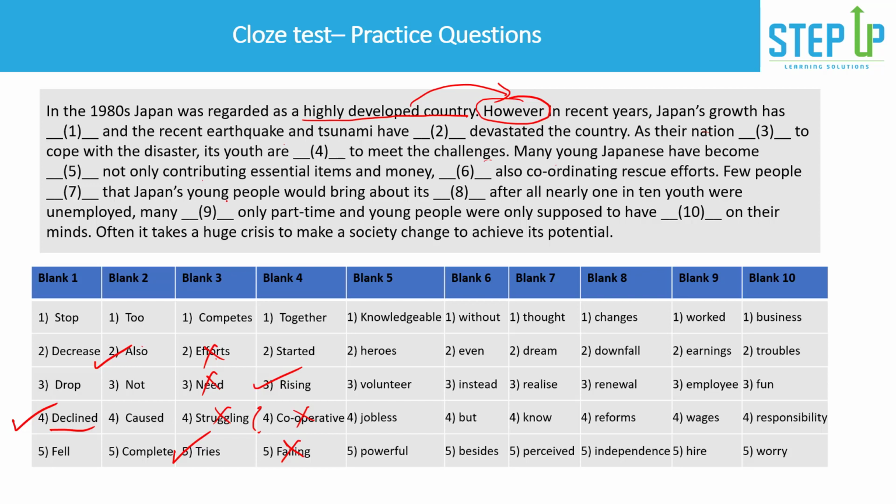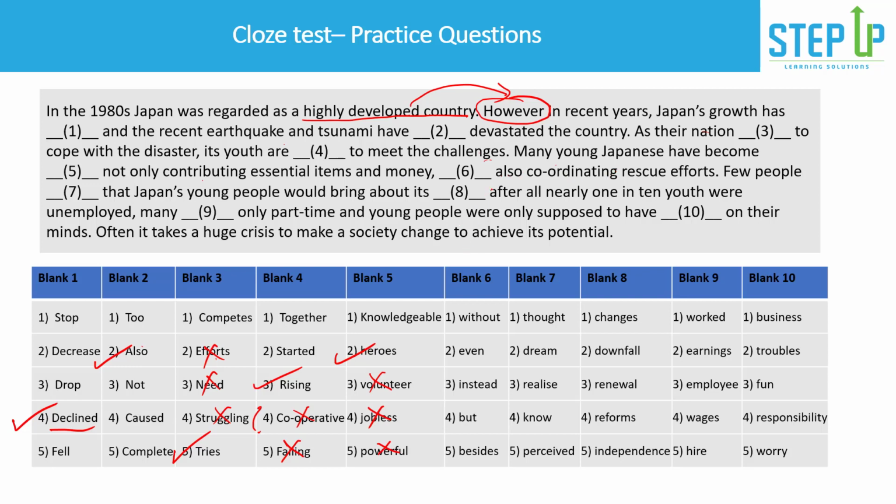Many young Japanese have become dash, not only contributing essential items and money, but also coordinating rescue efforts. So something positive about them, right? So many young Japanese have become knowledgeable, heroes, volunteer, many volunteers, right? Jobless, no. Powerful, no. It should be heroes because they are contributing essential items and also coordinating. So you're talking about something positive, right?